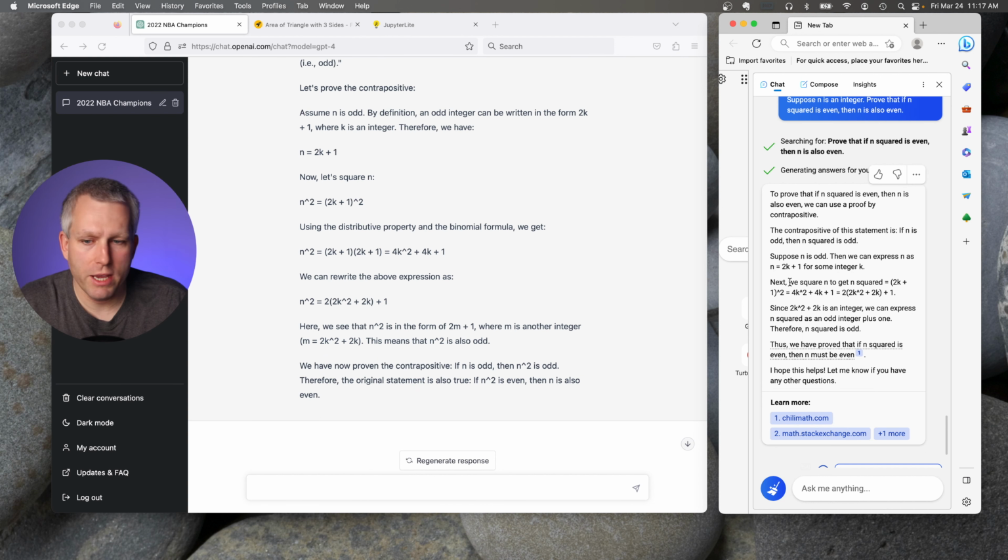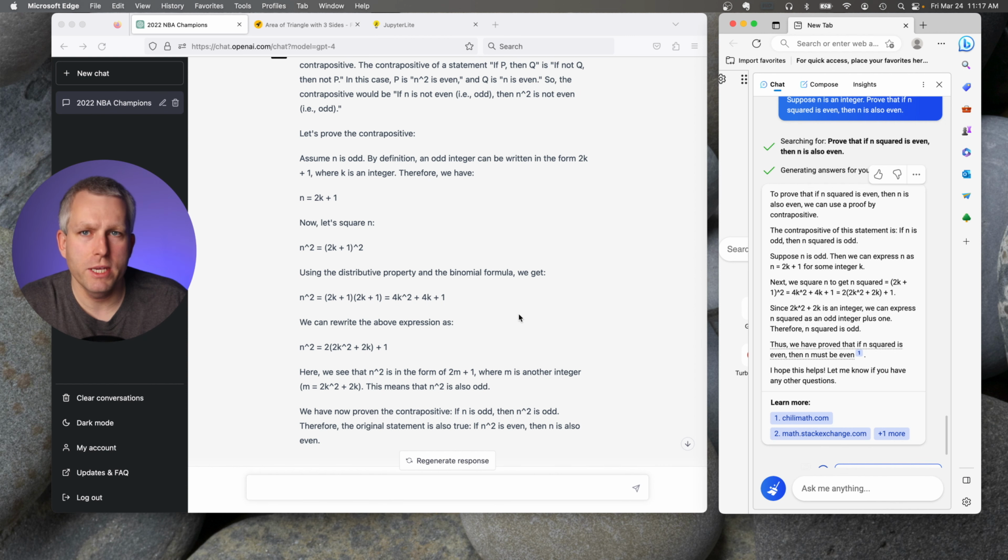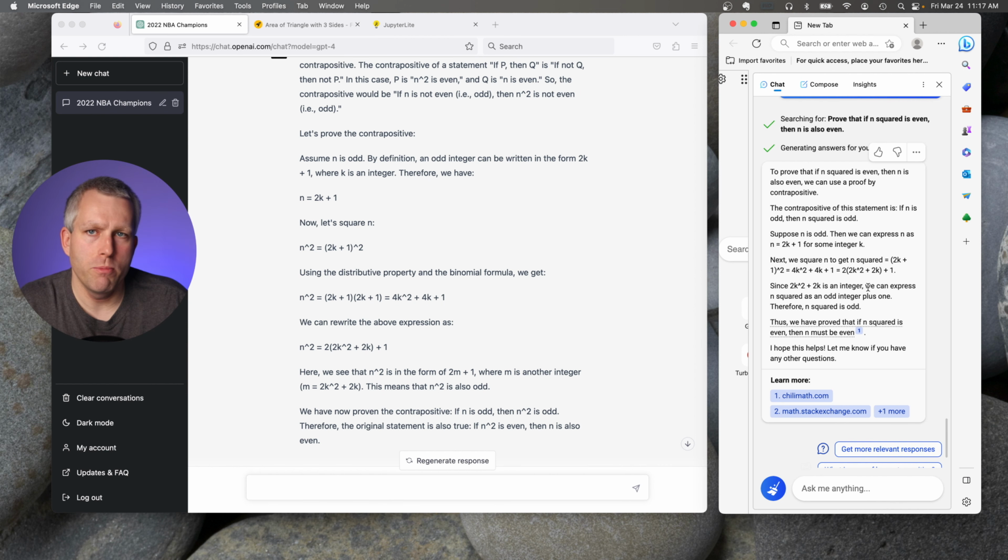So both of them essentially gave the same answer. I would say GPT-4 is a little bit more elaborate. It gives you a little bit more detail, but they both work. So here I would give the win to Bing Chat because it was much faster.